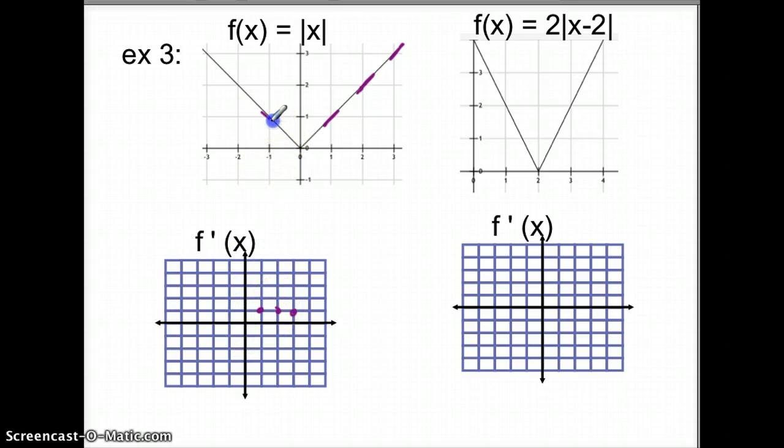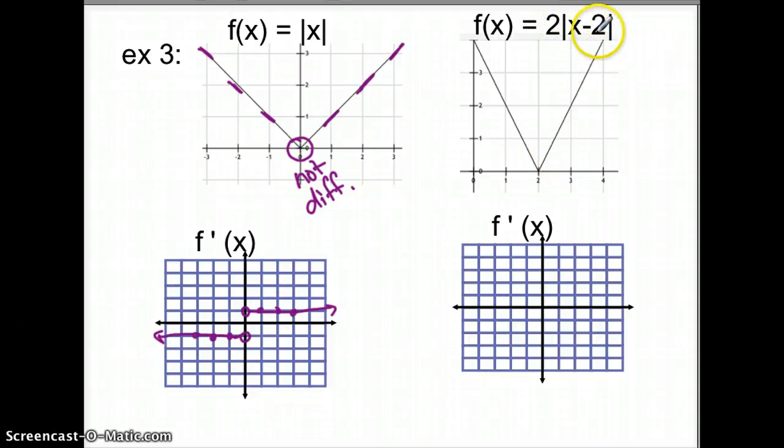How about at -1? The slope's -1. How about at -2? Slope's -1. At -3, slope's -1. So this goes like this, hits here, open circle here, all across, because at 0, it's not differentiable. So we won't have a derivative there. The graph of the derivative does not exist there.